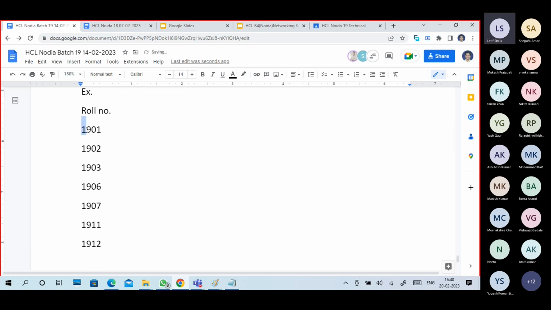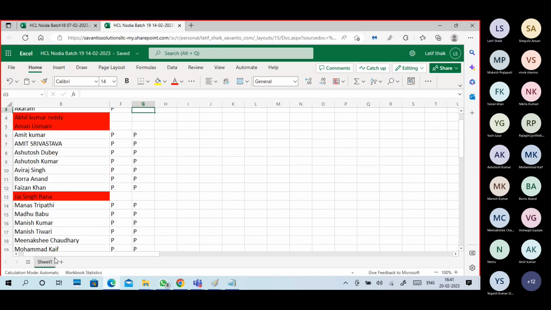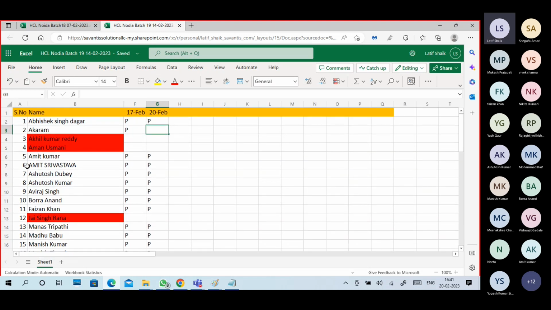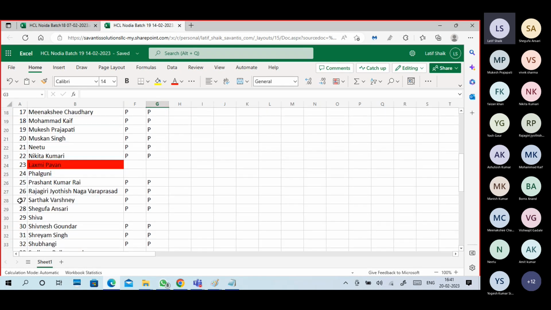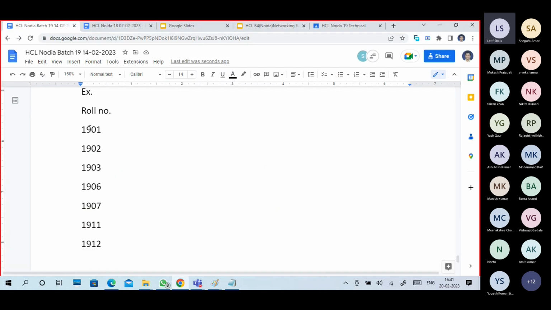19 01, 19 02, 19 03, 19 06, 19 07, 19 11, 19 12. So what is this? I divide it like this: the first two numbers represent the batch number, and the next two numbers represent the person number, right? Take our attendance sheet, where there is a serial number. Instead of serial number, you put a roll number. So 1901 is Abhishek, 1902 is Akram, 1903 is Akhil, 1904 is Aman, 1905 is Amit, like that. Each person has a roll number, created with the batch number.